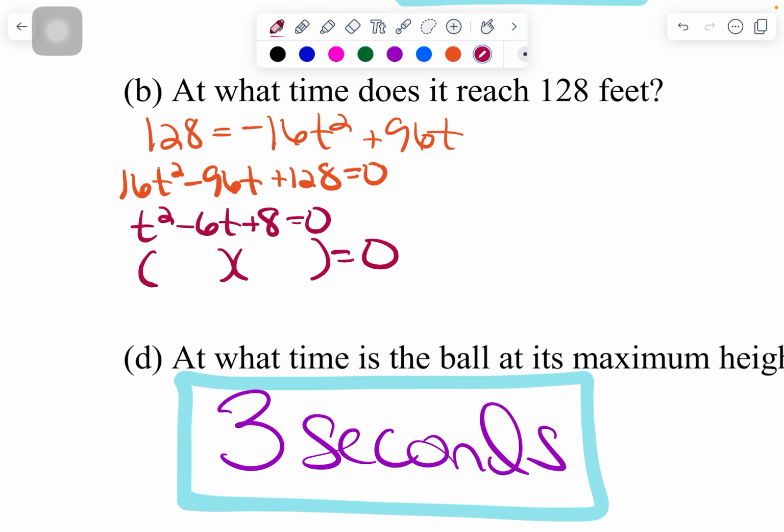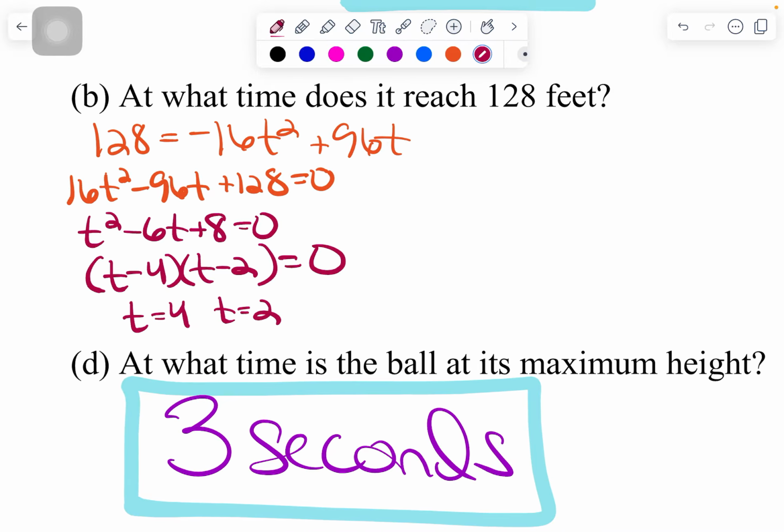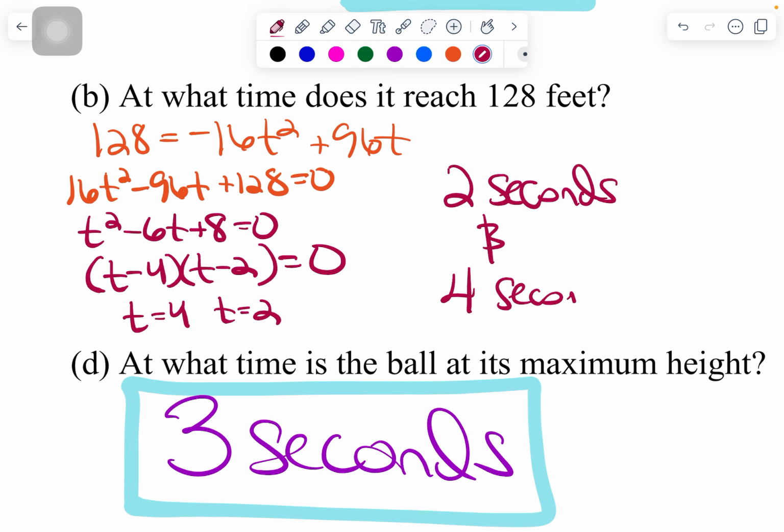All right, so t here. What's going to multiply to 8 but add up to negative 6? Negative 4 and negative 2. So that means t is equal to 4 and t is equal to 2. So at what time does it reach 128 feet? That's going to be 2 seconds and 4 seconds.